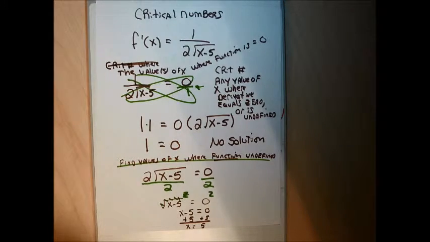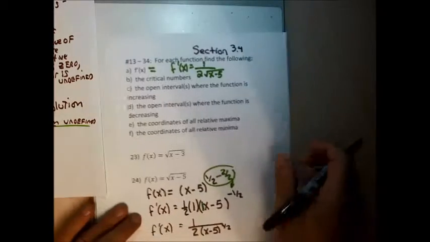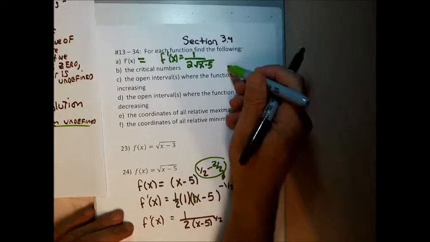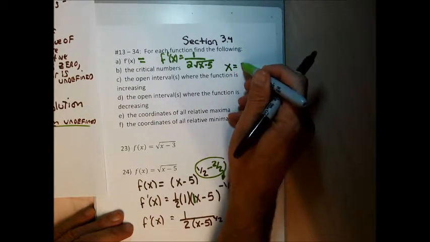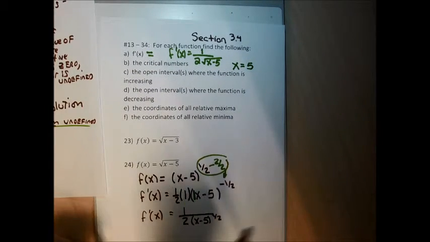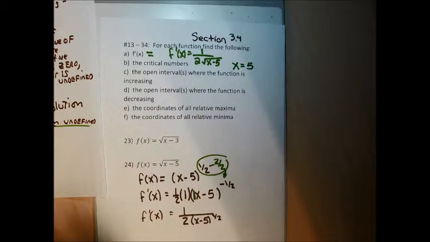So when I go to answer part B, I'm going to say the critical number for this problem is x equal to 5. So I'm going to move on to C, D, E, and F. I'm going to do those on my calculator, then I'm going to do them by hand.